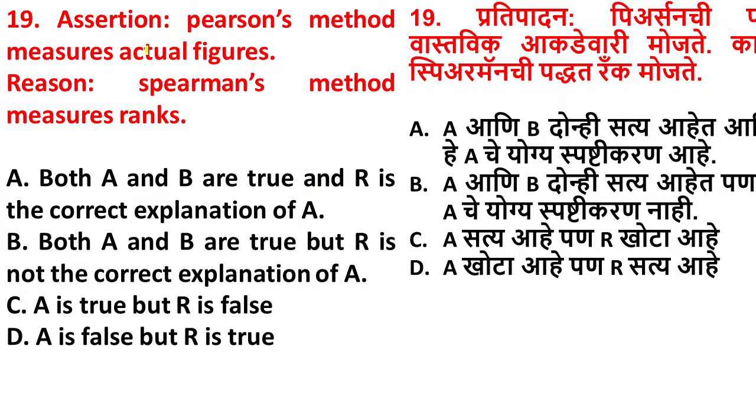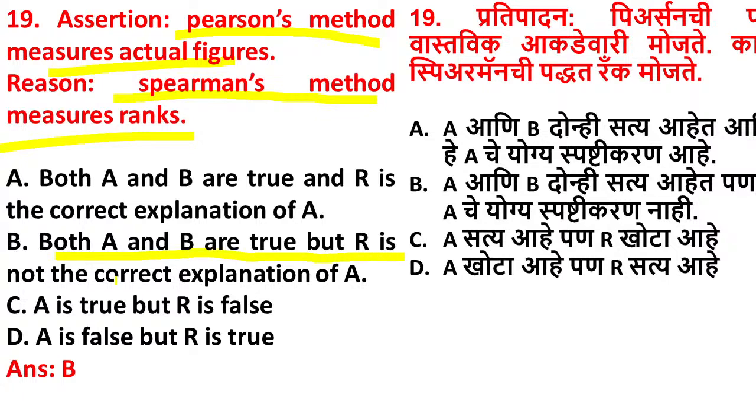Question number 19. Assertion is Pearson's method measures actual figures. Reason is Spearman's method measures ranks. Both are correct, but there is no relation between the two. So option B, both assertion and reason are true, and the reason is not the correct explanation of assertion.